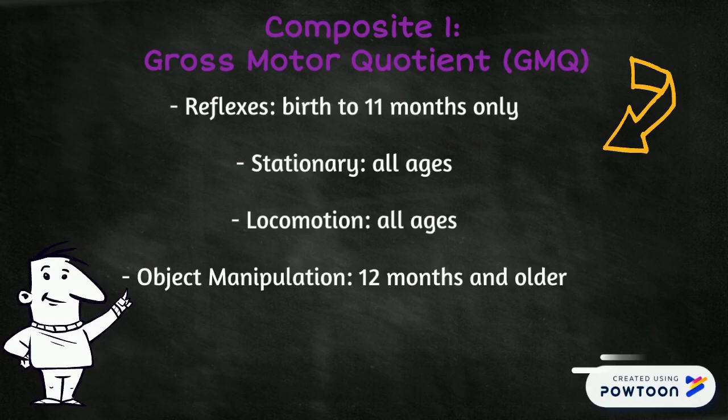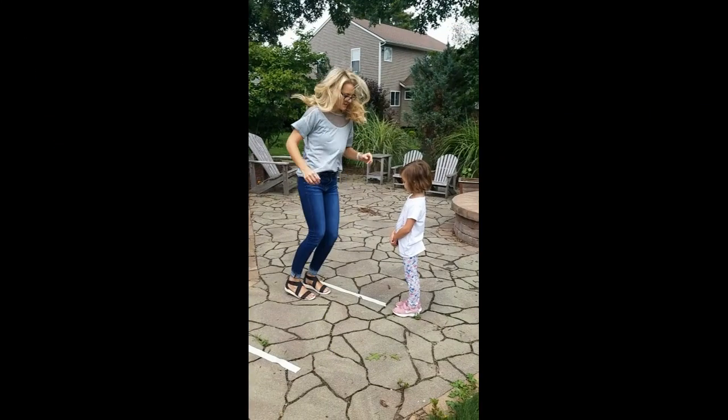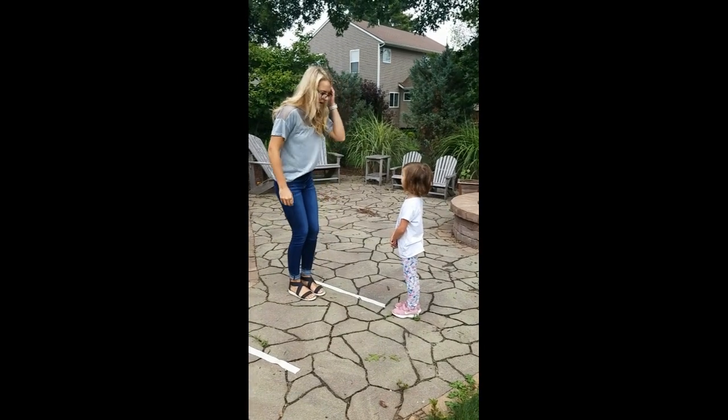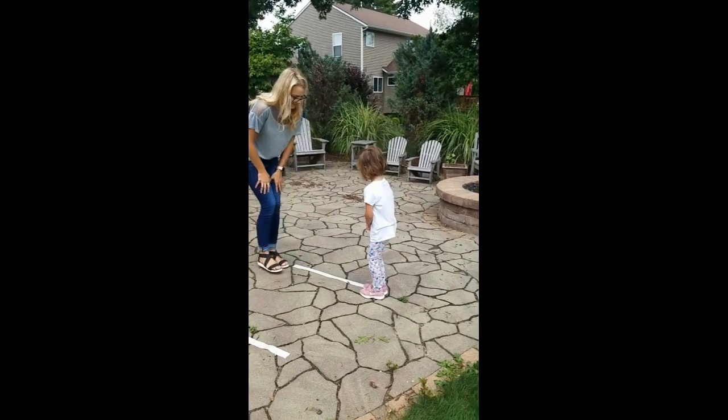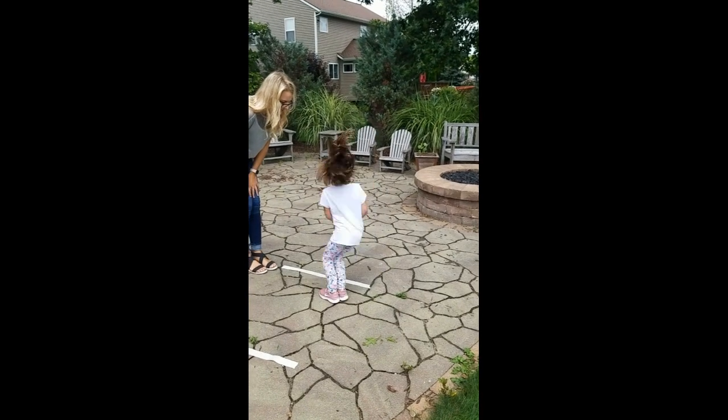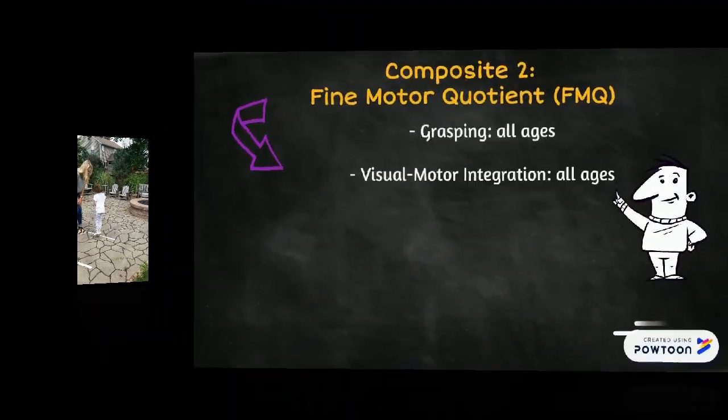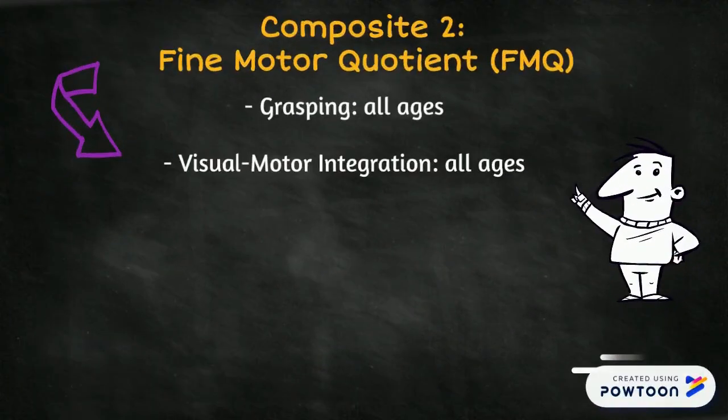Let's take a quick look at Julia and Nora completing an item from the locomotion subtest. You jump across the line like I did. 1, 2, 3, good job.